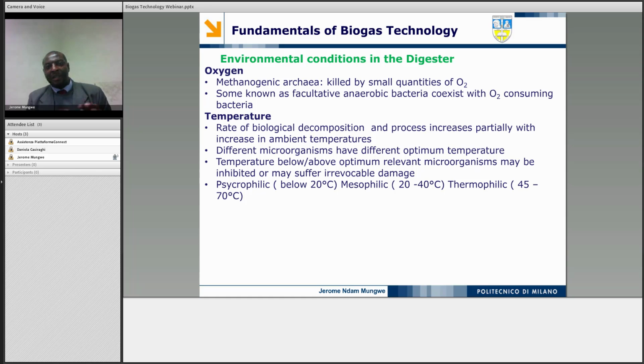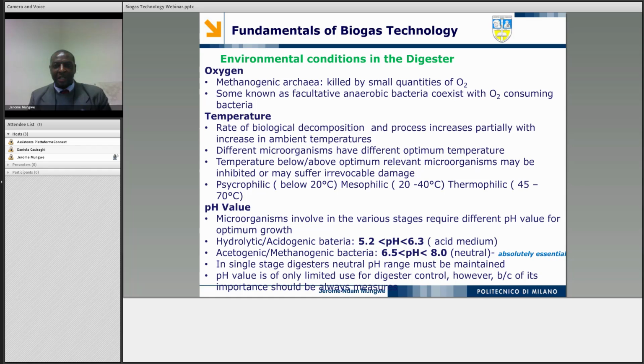Another environmental condition that is necessary for biogas production is temperature. We know already that the biological rates of reactions are a function of temperature, and different microorganisms have different optimum temperatures for their operation. And above this optimum, the microorganisms may be inhibited or they may suffer irrevocable damage. So according to the temperature, we can have the process being described as a psychrophilic process or mesophilic process or thermophilic process.